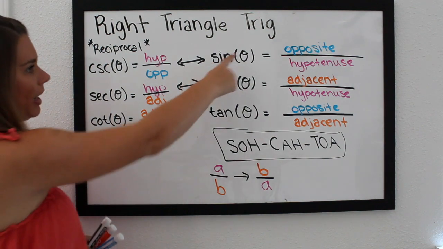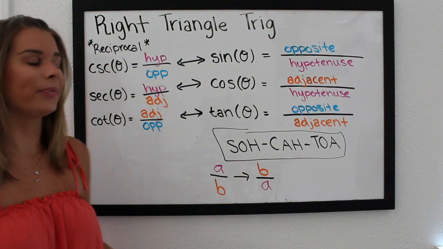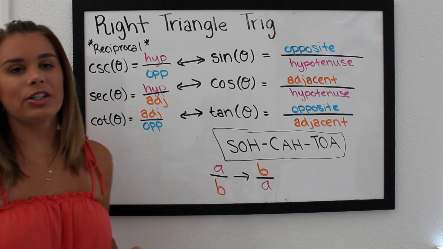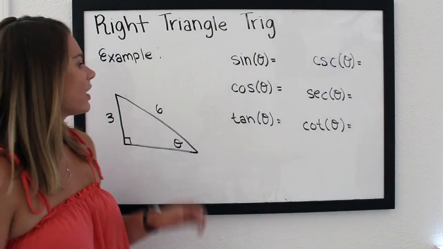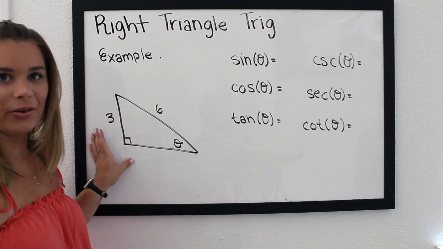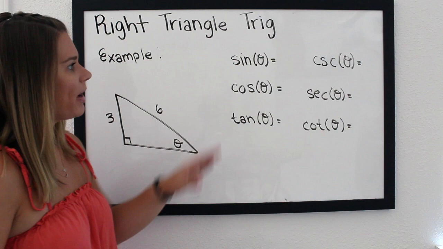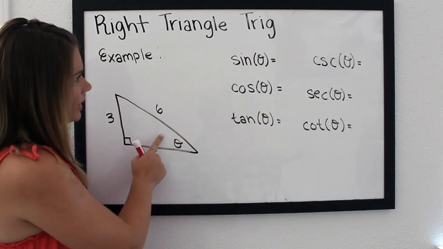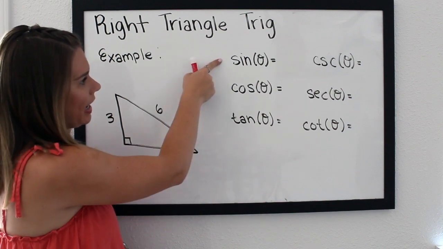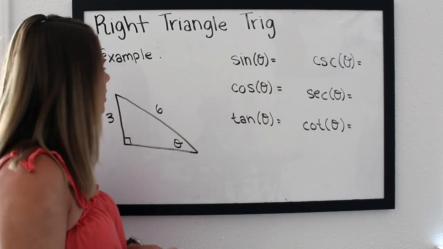Notice it's the same angle, right? It's just a different ratio on that same right triangle. So now we're going to do an example. The example that we are going to go over is this right triangle that we're given. We're given a couple of side lengths, and we're going to be asked to find all of these trig ratios. So for this angle, I need to find sine, cosine, tangent, cosecant, secant, and cotangent.